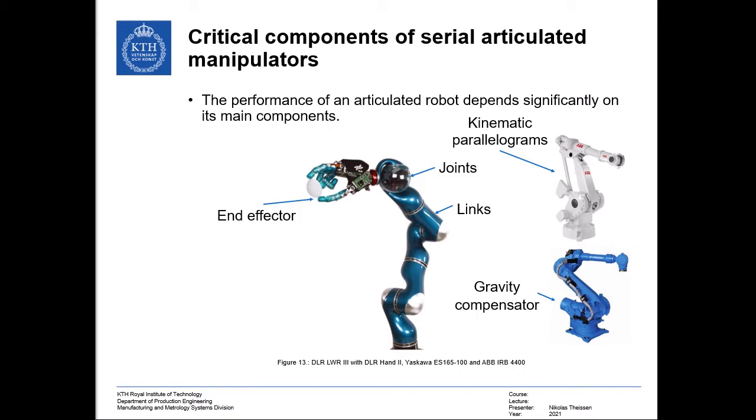Links are interesting from a geometry optimization point of view, that is, their weight, stiffness, manufacturability. Nevertheless, those will not be discussed in this lecture. We will solely focus on the components that are used in robot joints.